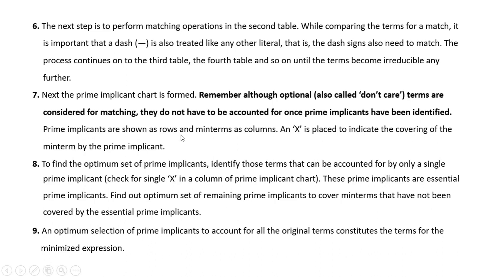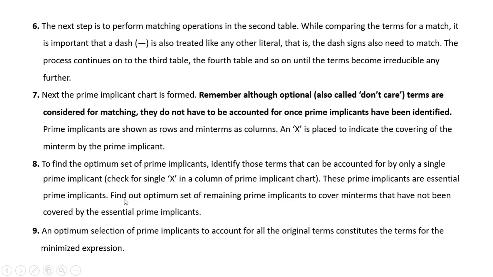Now prime implicants are shown as rows and minterms as columns in this prime implicant chart, and an X is placed to indicate the covering of the minterm by the prime implicant. Now to find the optimum set of prime implicants, what do we have to do? We have to look for a single prime implicant, that means we check for a single cross in a column of the prime implicant chart. That means that particular minterm can be covered by only that specific prime implicant, which will be our essential prime implicant.